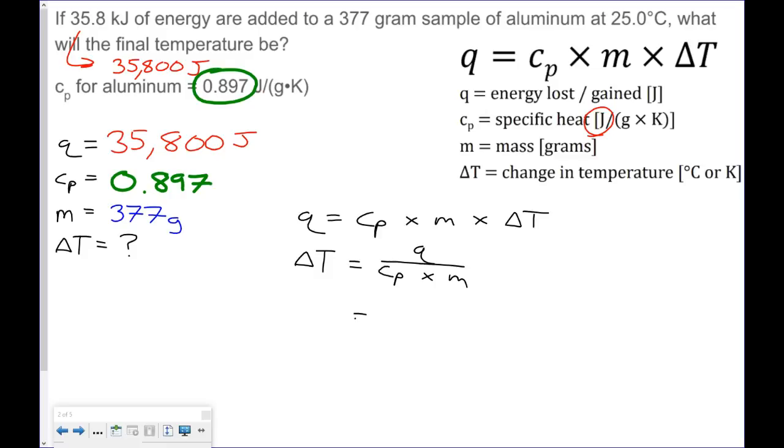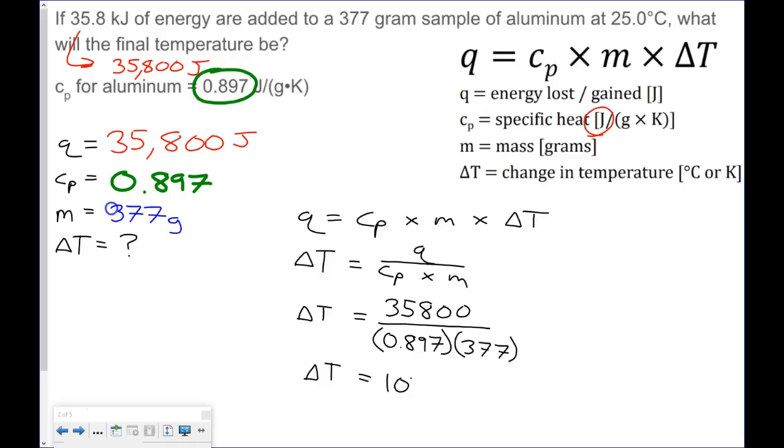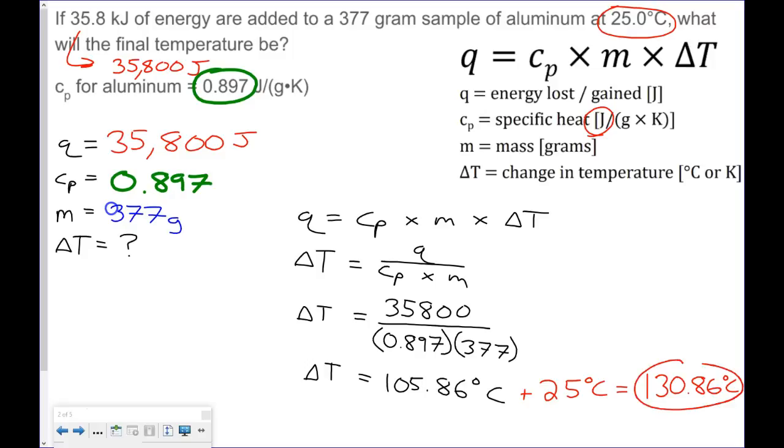Change in temperature is the energy divided by the specific heat times the mass. Solving that out, plugging in my numbers there, my change in temperature is going to be 105.86 degrees Celsius. So I'm adding that heat to something at 25 degrees Celsius. So I'm going to take that plus 25 is going to give me a final temperature of that aluminum of 130.86 degrees Celsius.